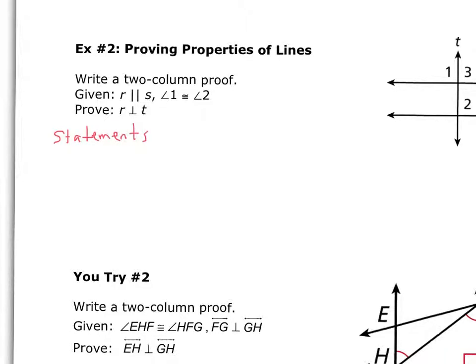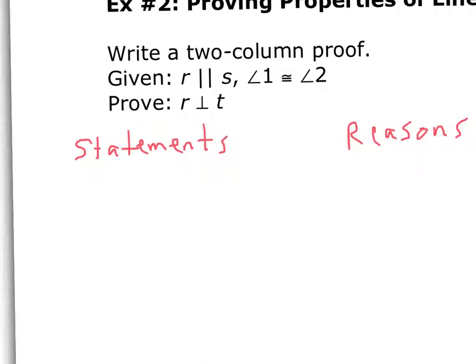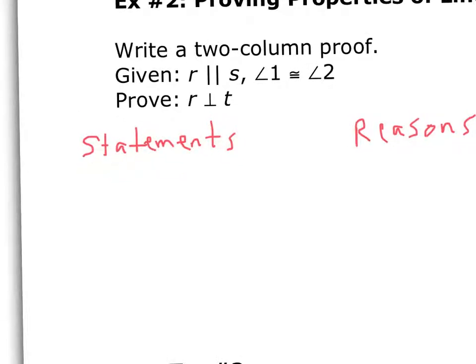And on the right, we're going to have our reasons. Okay, so our first one is always going to be given. We're going to go ahead and put on our statements what's given to us. And we know that R is parallel to S, and angle 1 is congruent to angle 2. And that is just given. We already know that.